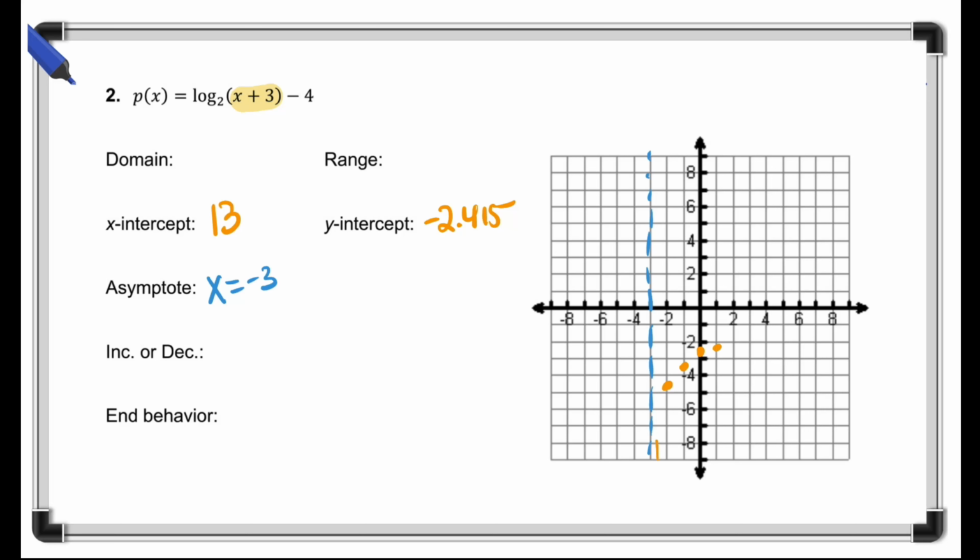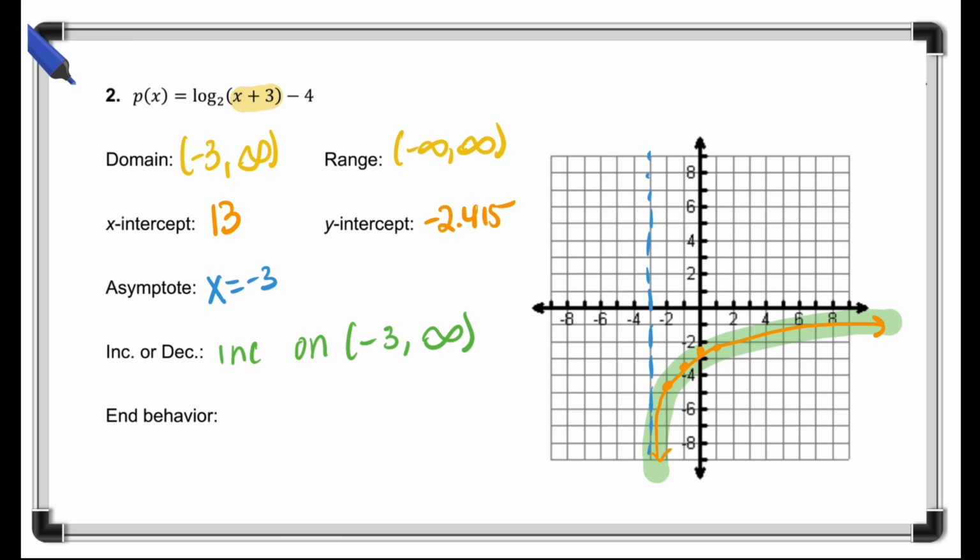Remember, the graph does not stop even though your graph in your calculator may appear to cut off. The graph continues in both directions. So my domain goes from the asymptote at negative 3 to infinity, and the range is all real numbers. For increasing or decreasing, we look at our graph and see that my function is increasing on the domain of negative 3 to infinity.